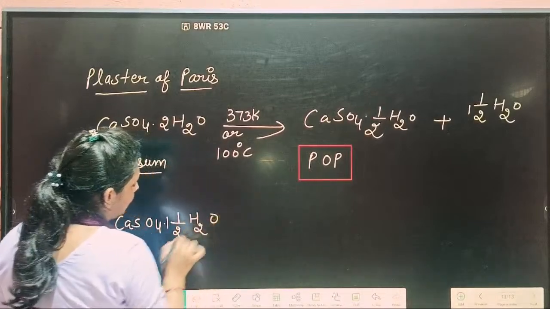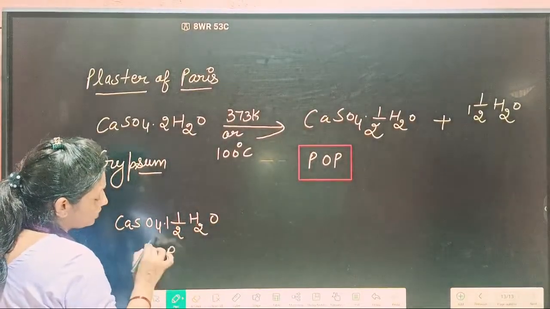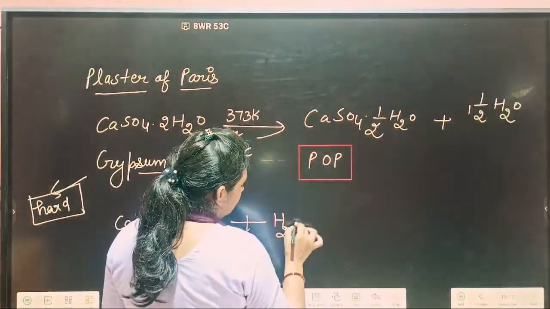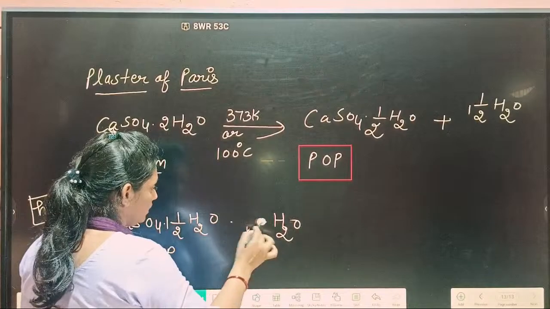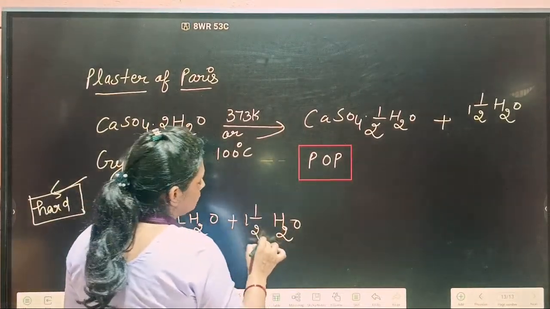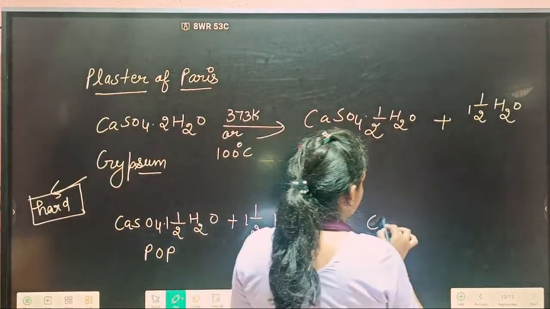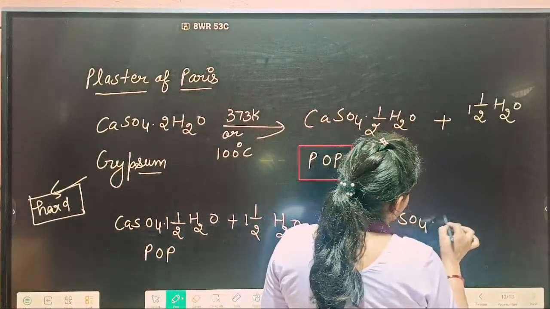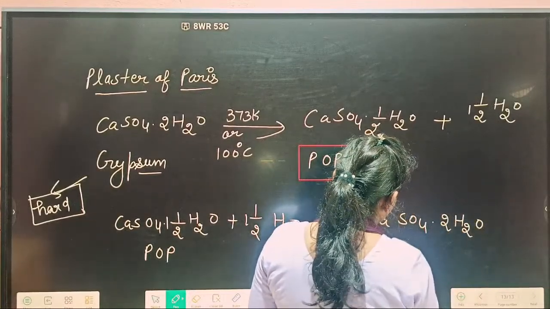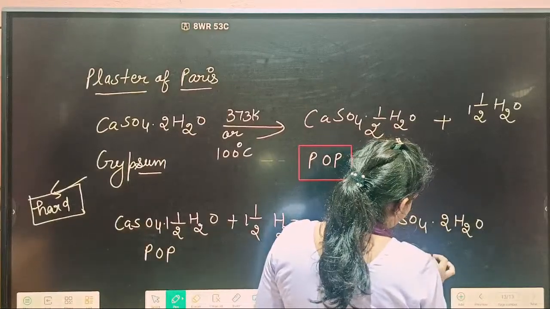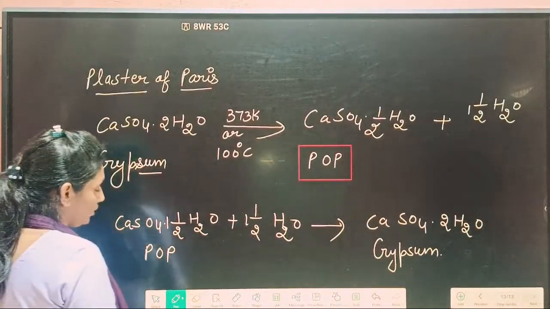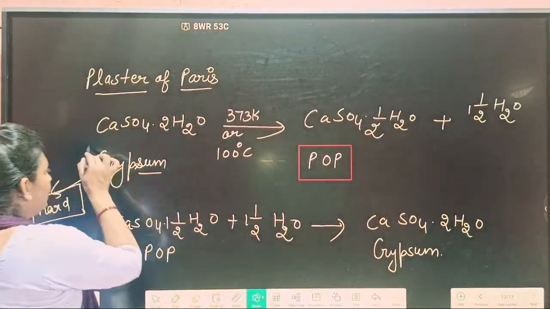This is the POP, plaster of Paris. When we mix water further, how many? 1.5 water molecules. Then students, again it gives us gypsum. So students, here we are having gypsum.